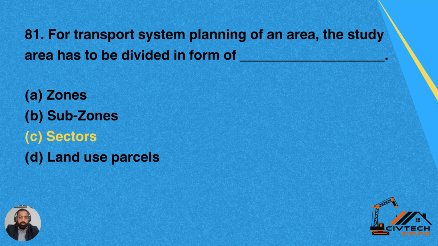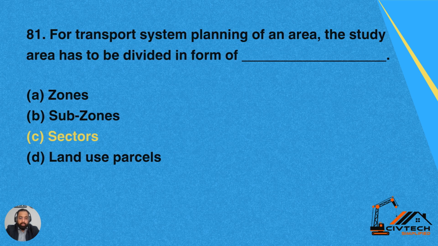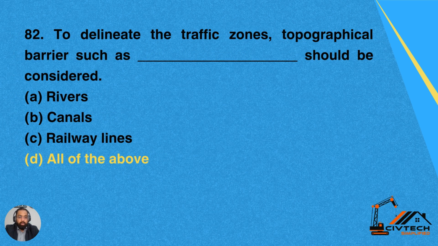Question 81. For transport system planning of an area, the study area has been divided in the form of dash. Option A, zones. Option B, subzones. Option C, sectors. Option D, land use parcels or patterns. For transport system planning of an area, the study area must be divided into various sectors. So C here is the correct answer.